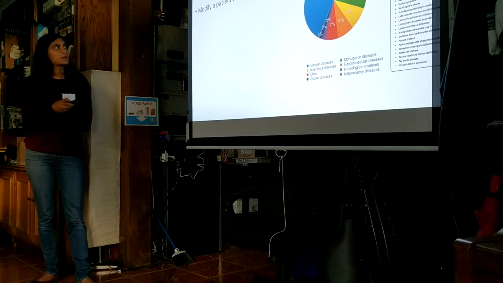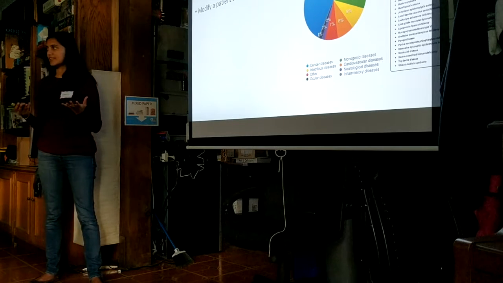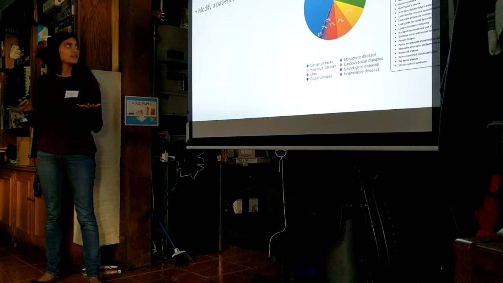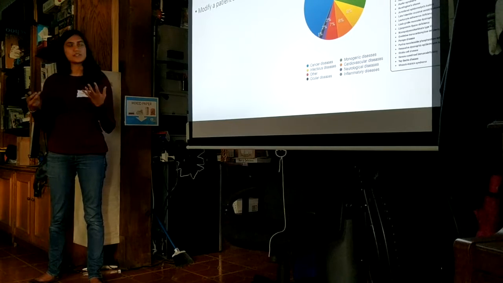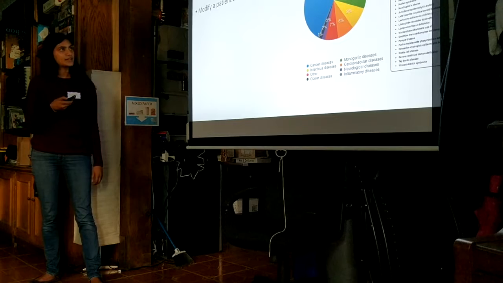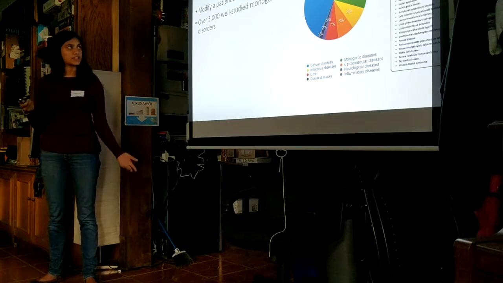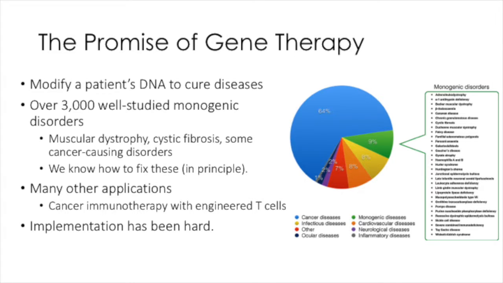So the promise of gene therapy, which was this idea that people got very excited about starting in the late 80s and early 90s, was that we could cure diseases by modifying a patient's DNA. And there's a lot of applications for this. There are over 3,000 well-studied monogenic disorders, meaning they're caused exactly by one gene.